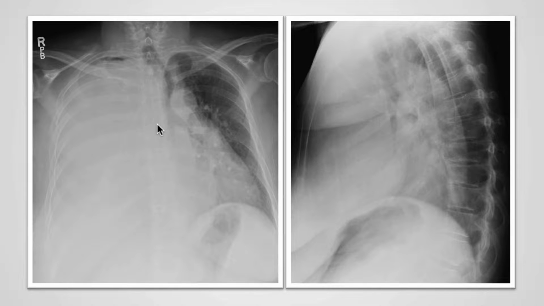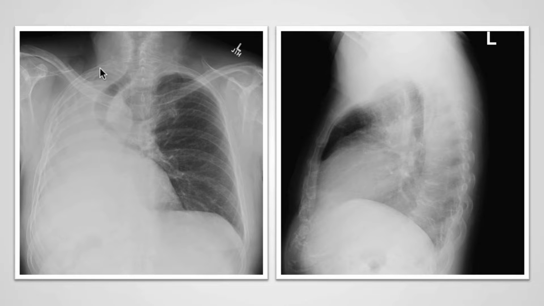In this case, we had a large central mass causing collapse of the right lung. The patient went on to post-obstructive pneumonitis and pneumonia, and eventually to an empyema. When the patient presented to the emergency department, there was a small air fluid level within the upper aspect of the right hemithorax, consistent with an empyema.